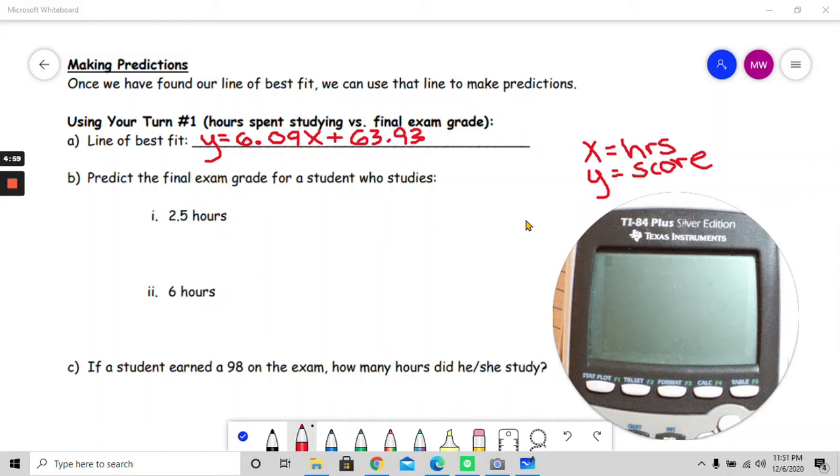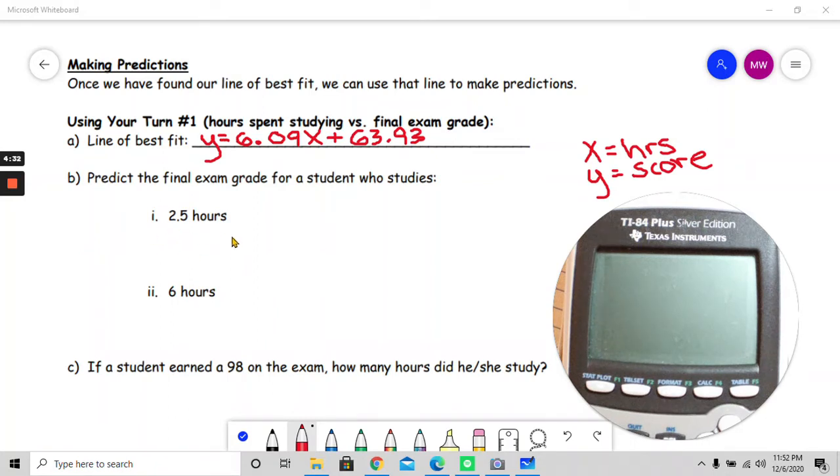Once we have found our line of best fit, we can use it to make predictions. So we're going back to the hours spent studying versus the final exam grade. And our line of best fit was y equals 6.09x plus 63.93. And the x stood for the hours and the y stood for the score. And this line of best fit we would use to predict a score based on a certain number of hours, or predict the hours based on a score.